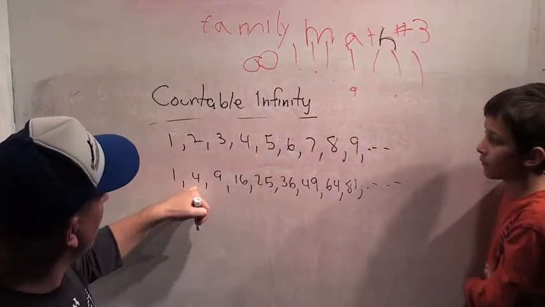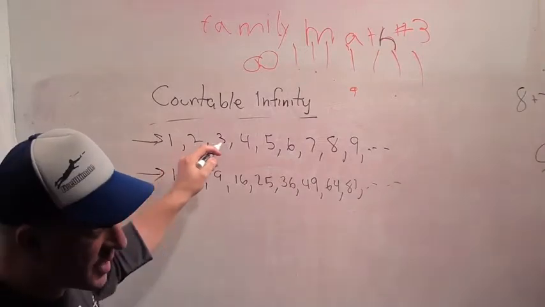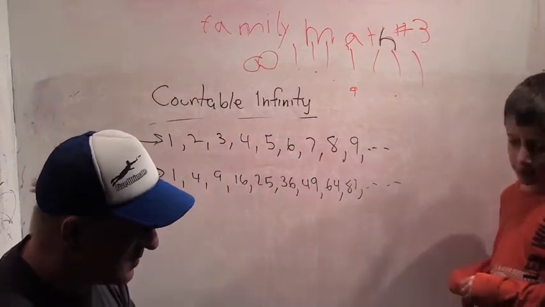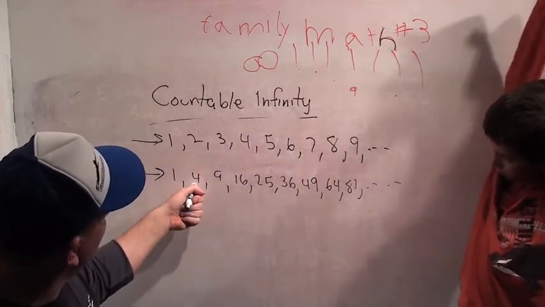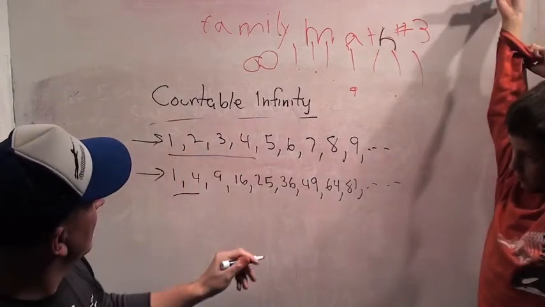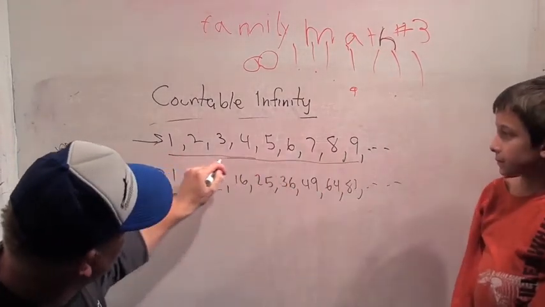Now I have these 2 lists. This one has all the counting numbers: 1, 2, 3, 4, 5, 6. This one has only the perfect squares. When I get to 4 on this list, I only have 2 numbers. But when I get to 4 on this list, I have how many numbers? 4. When I get to 9 on this list, I have 3 numbers. But when I get to 9 on this list, how many numbers do I have?